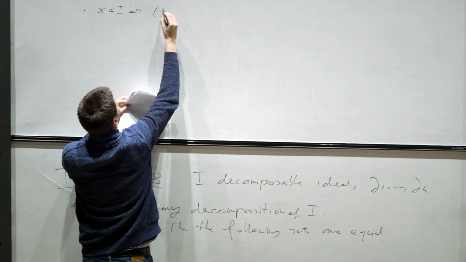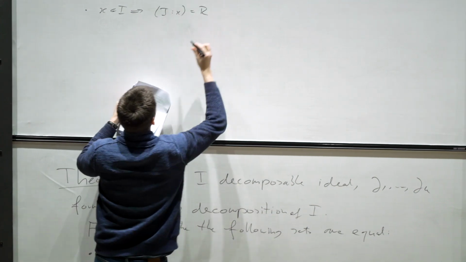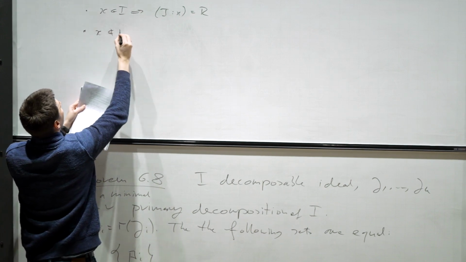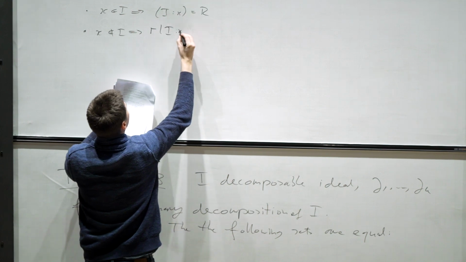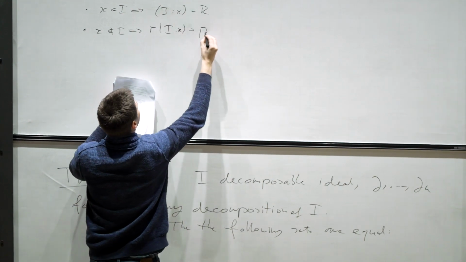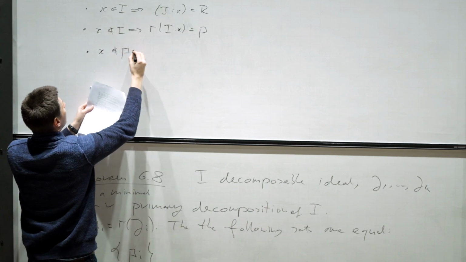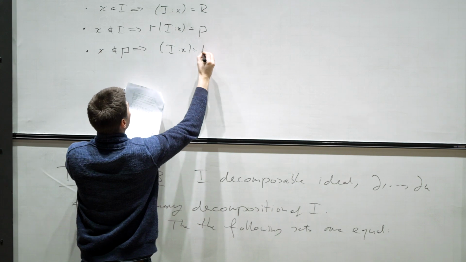So if you remember, we looked at the shape of these sort of ideals, I divided by x. And that's what we had. And finally, if x is not in P, then Ix is I.